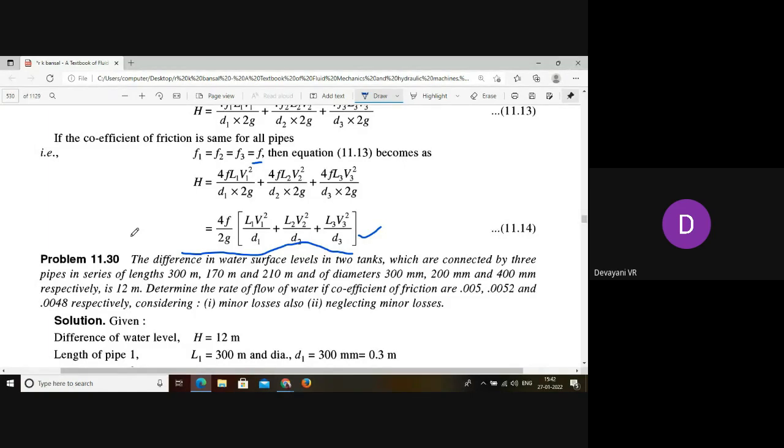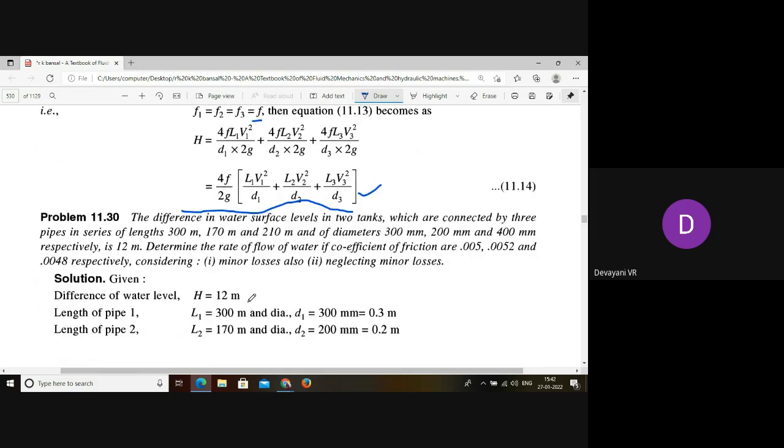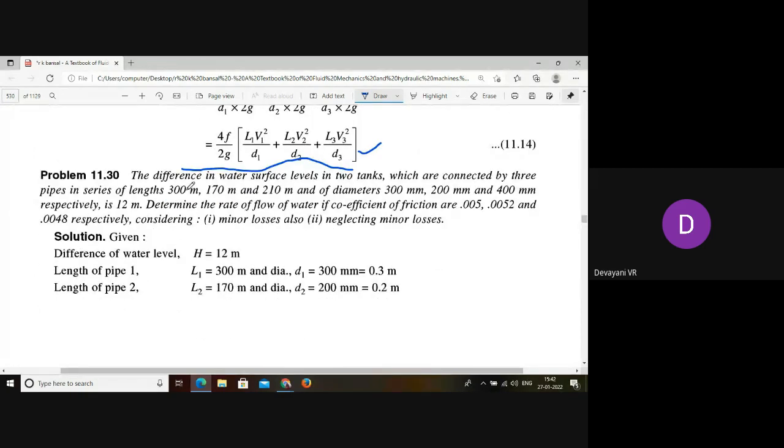To calculate that, we can use these formulas. Okay, so in those cases, the total head loss from the overhead tank to the house can be calculated by using these formulas. Okay guys, so let's solve a problem on this.